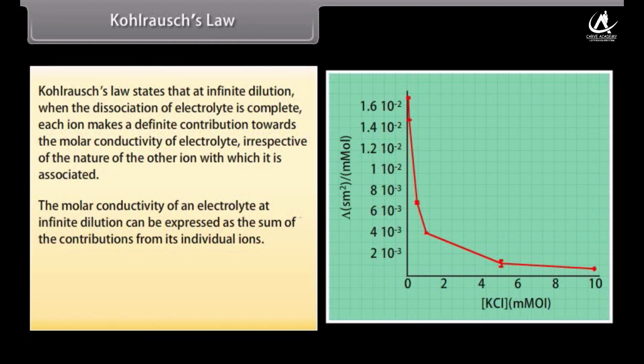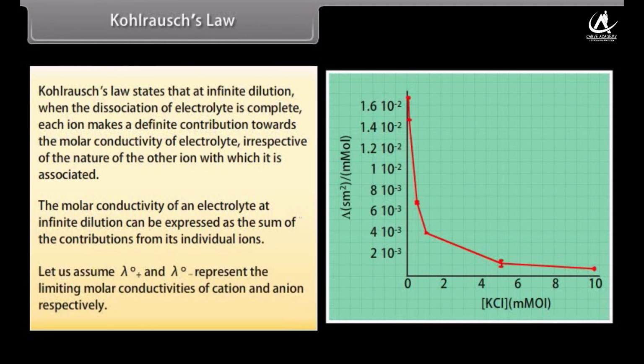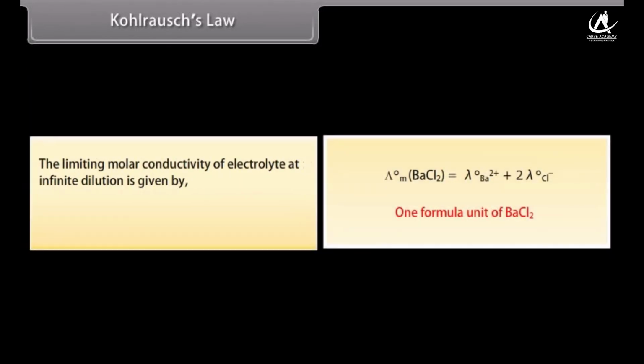Let us assume lambda naught positive and lambda naught negative represent the limiting molar conductivities of cation and anion respectively. The limiting molar conductivity of electrolyte at infinite dilution is given by V positive lambda naught positive plus V negative lambda naught negative, where V positive and V negative represent the number of positive and negative ions furnished by each formula unit.